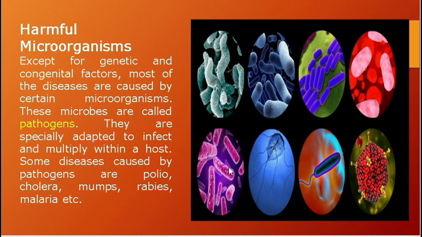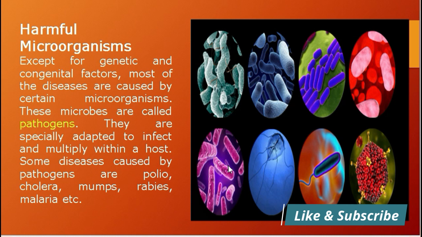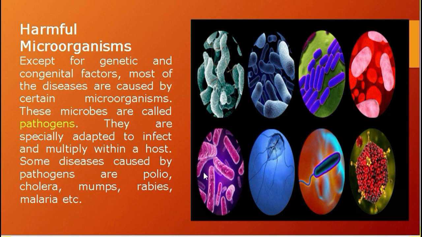Students, these pathogens enter our body through the air we breathe, the water we drink or the food we eat. They can also get transmitted by direct contact with an infected person or carried through an animal. Some of the most common diseases that are basically caused by these pathogens are polio, cholera, mumps, rabies, malaria, etc. There are many diseases that are basically caused by these pathogens.